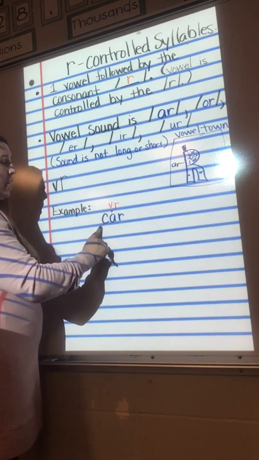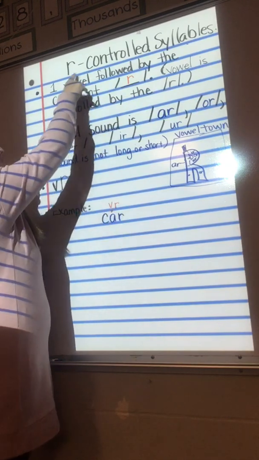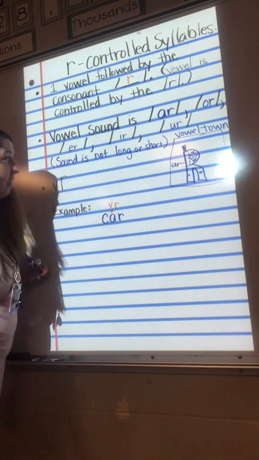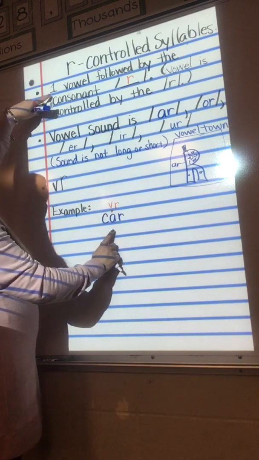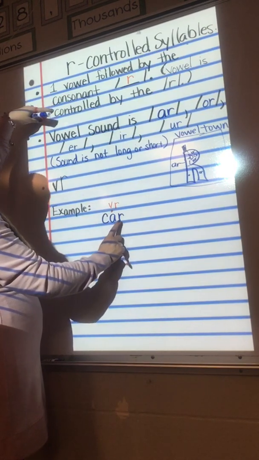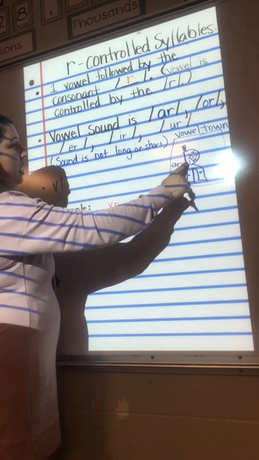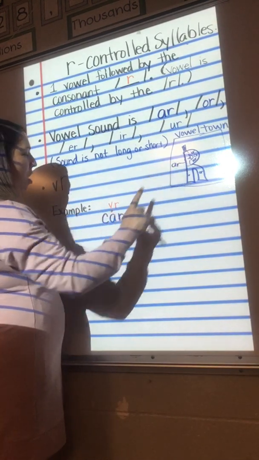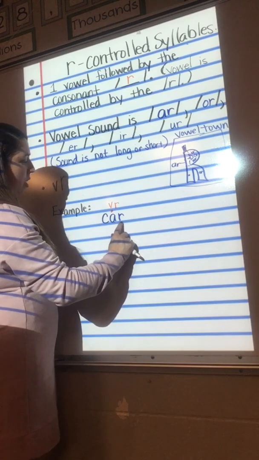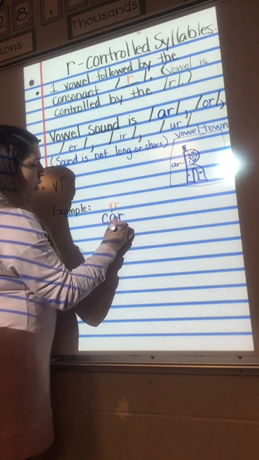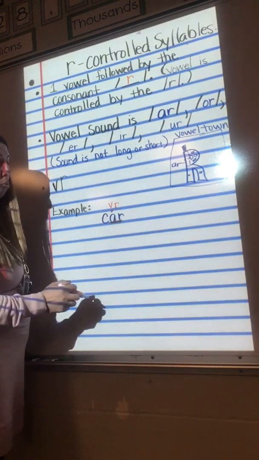So, is this word an R-controlled syllable? Yeah, look. It's one vowel letter followed by the consonant R. The vowel sound is A-R. If I go here, oh, it's in the middle part. It says R. So that says R. And I'm going to underline it because they go together. That's super important to know.